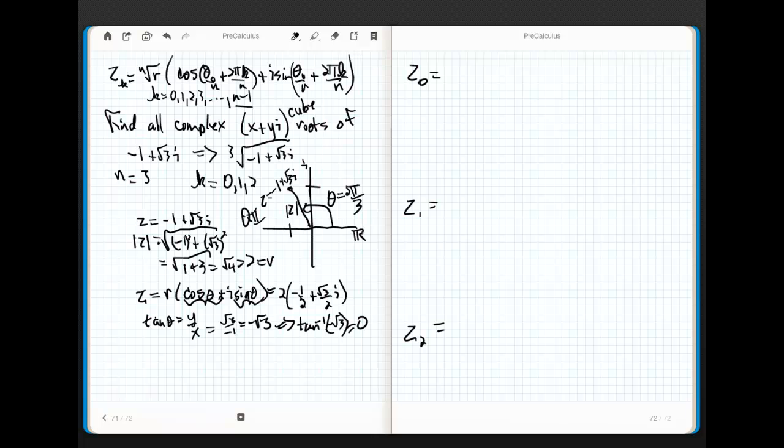2 pi thirds is 120 degrees. What do you want to do? The example does it with degrees. I guess we'll do it with degrees just to stay consistent. So 2 pi thirds is 120 degrees.